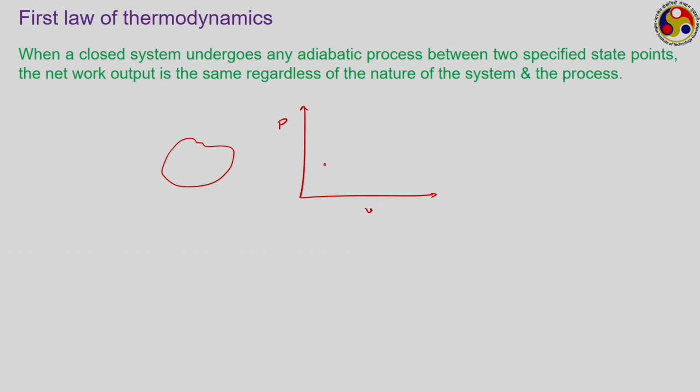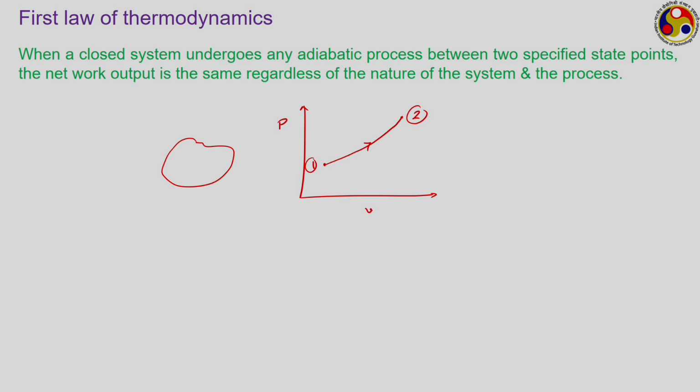So, this is the first state point, the initial state of the system, and this is the final state of the system, that is 2. The system has gone through some adiabatic process between these two state points, 1 to 2. Then the first law of thermodynamics is saying that as long as this process is adiabatic and we are fixing these two endpoints 1 and 2, then the net work output will always be the same regardless of the nature of the system and the process.